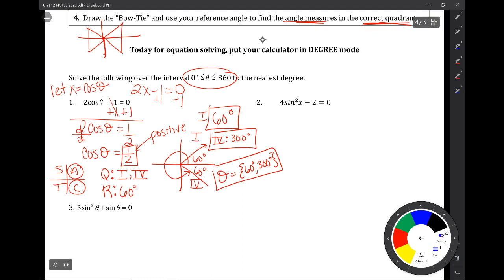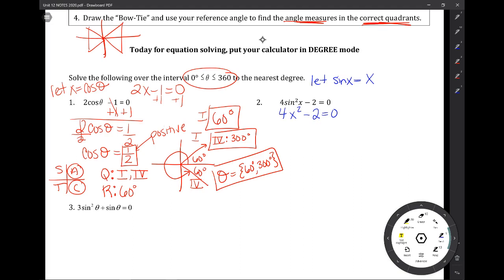All right, let's try our second example. I'm going to switch my color so you can see which one was for what. So number 2, we have 4 sine squared of x minus 2 equals 0. If you want, let sine of x represent y or x or whatever letter you want. Actually, I'm going to use x just because I think you will feel better about that. So 4x squared minus 2 equals 0. So I let sine of x equal x.